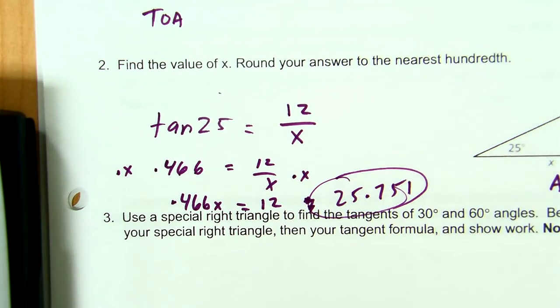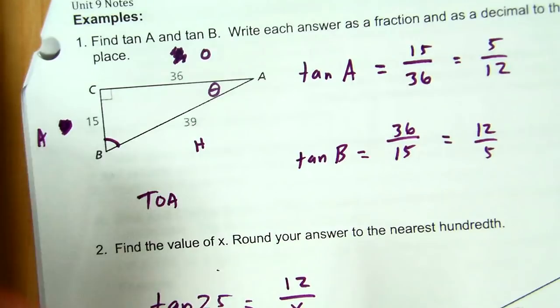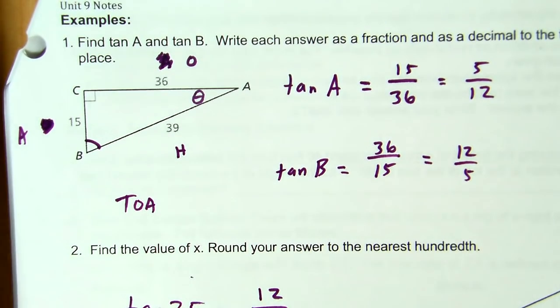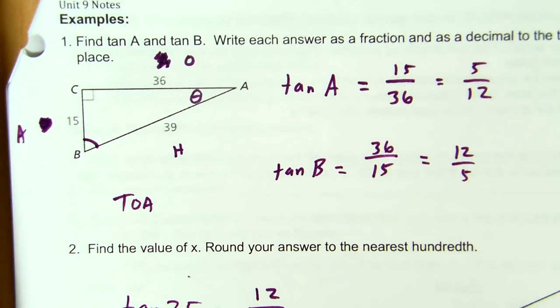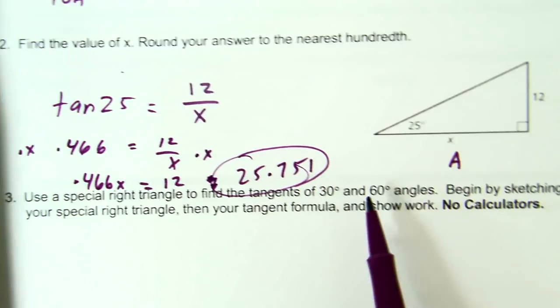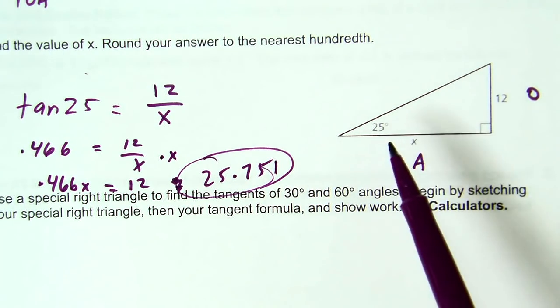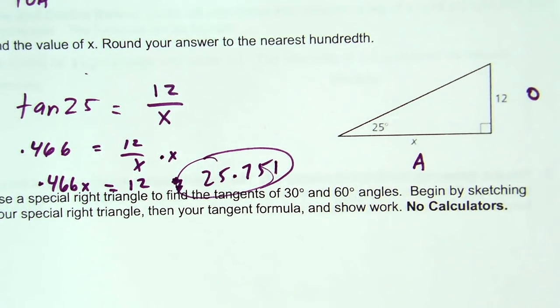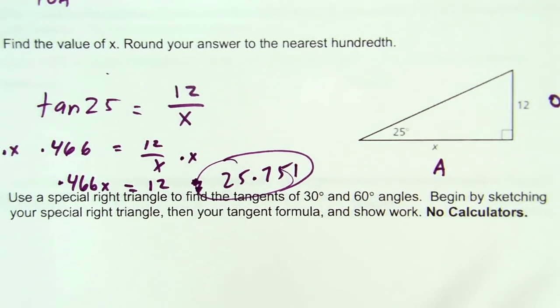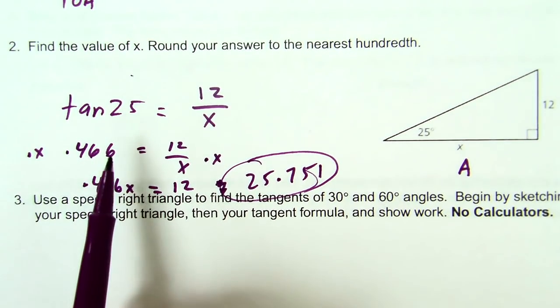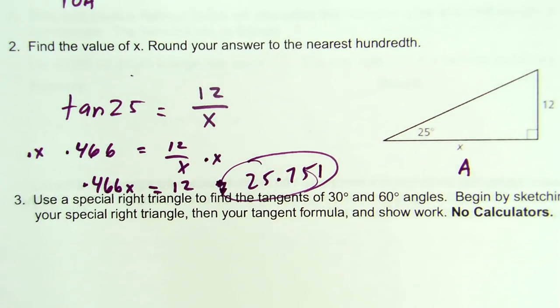So the trig part here is recognizing that I have the angle, and the tangent of this angle is opposite over adjacent, O over A, so 12 over x. Then you actually do the tangent of 25, you get this decimal, and then it's just some algebra from there. So that is the tangent ratio, and now we will discuss the other two ratios that make up trig.